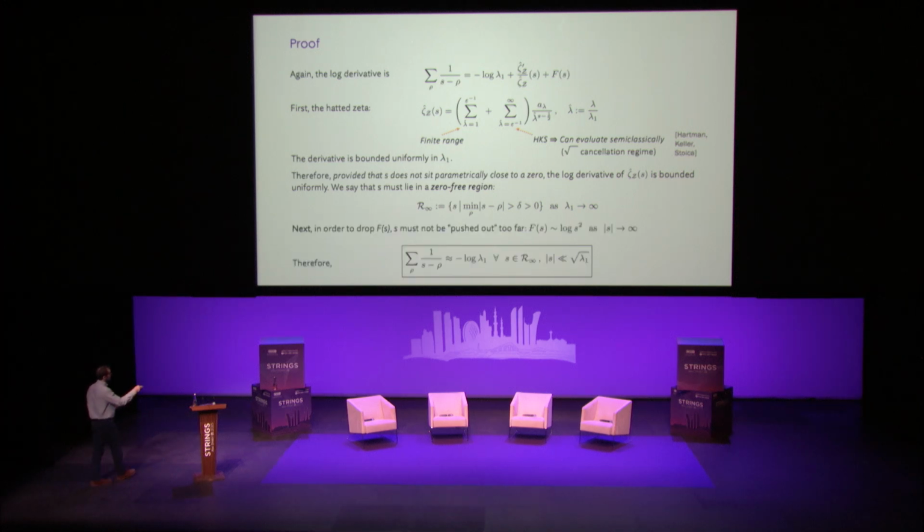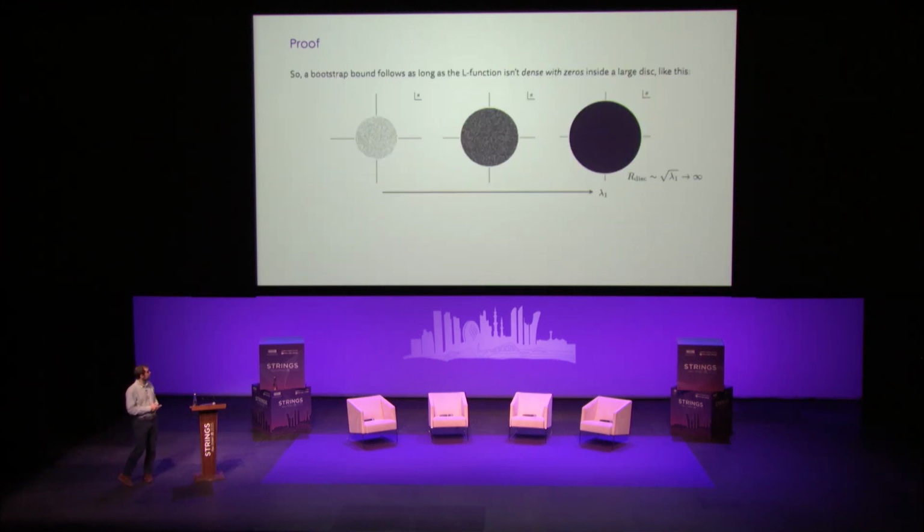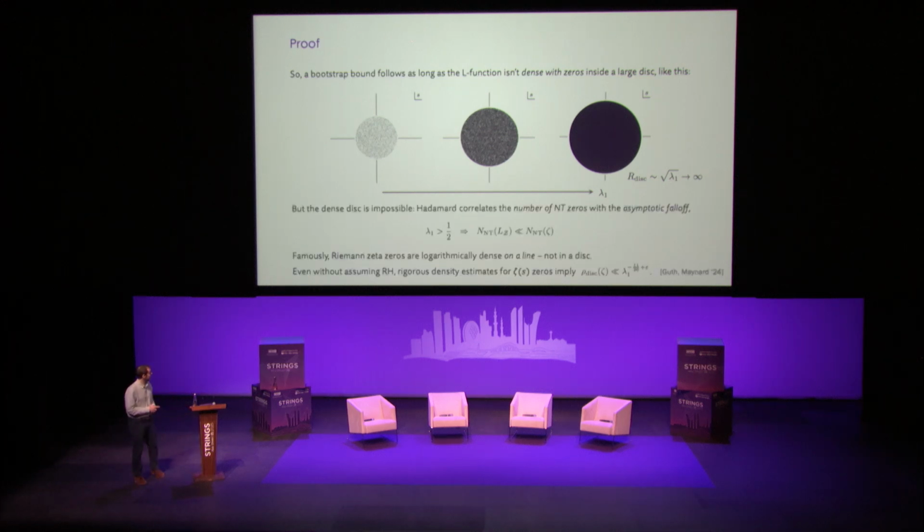Now, if we want to drop this f of s term, s must not be pushed out too far, because f of s grows logarithmically like log s squared. So this approximation is good when s sits in a zero-free region that's not too far away from the origin. In other words, a bootstrap bound follows as long as the L function is not dense with zeros inside a large disk like this, which is a very mild assumption, which you can actually prove is impossible.